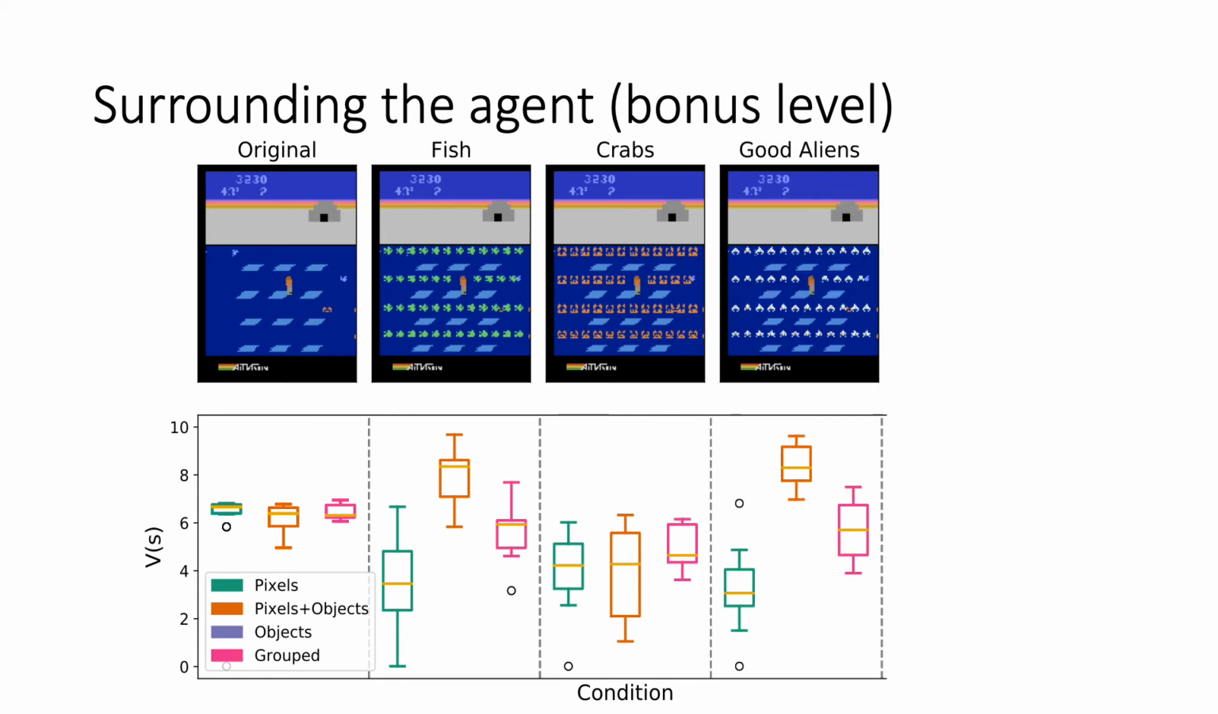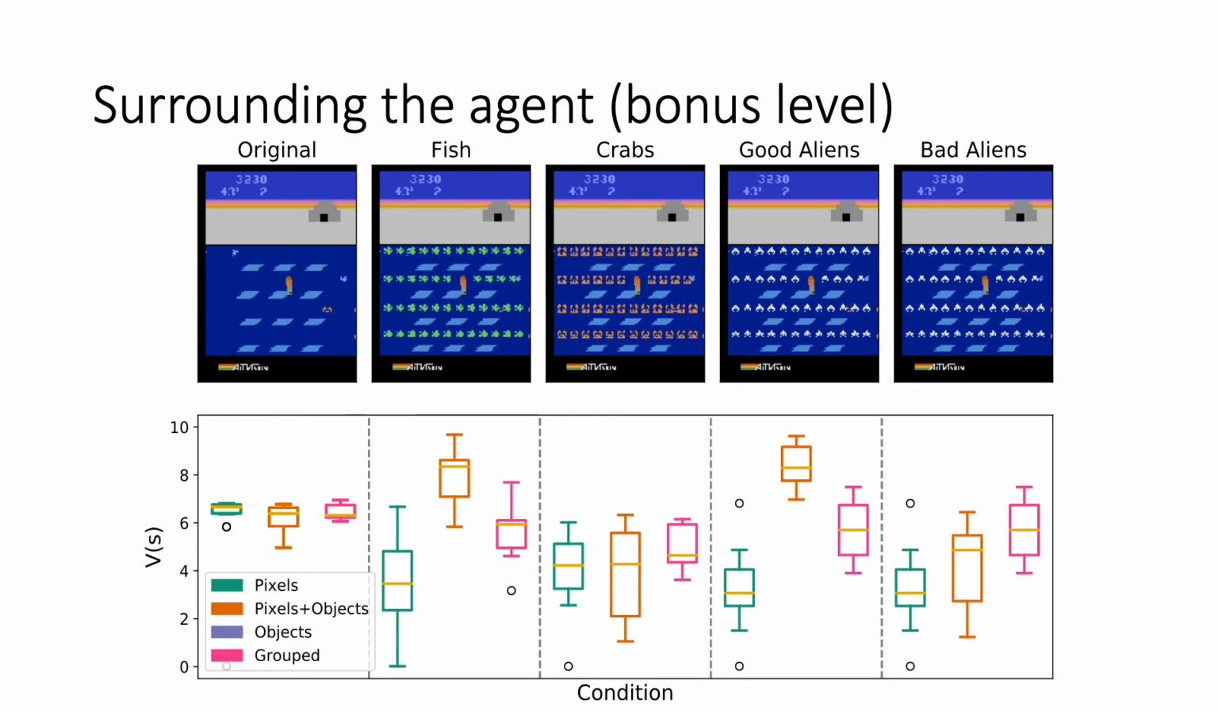Now, if we surround the agent with aliens from Space Invaders, which it had never seen, and mark them as though they were good, that is, like fish, edible for bonus points, the pixels and objects model indeed responds positively to them again, while the other two models again do not change their predictions all that much. And finally, if instead we mark these aliens as bad, that is, as the same category as the dangerous crabs, we find that again the pixels and objects model drops its prediction, while the other two models understandably do not change their prediction, as for them the situation does not change.